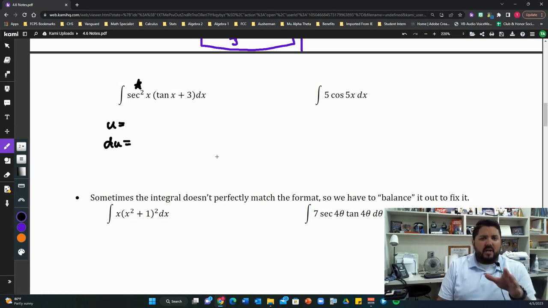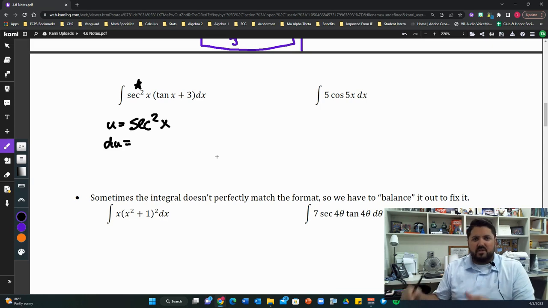For example, now again, I know I just told you that this is our inside, but let's say that you don't recognize that right away. Let's say that you accidentally identify the other part as your u. If I identify secant squared as my u, to take that derivative, I actually need a chain rule. Now, while that is possible to do with these, it's very unlikely that your u requires a chain rule to come up with du, okay? The only time that would be the case is when we have one of those double chain rule problems. So it is possible, it's just not all that likely.